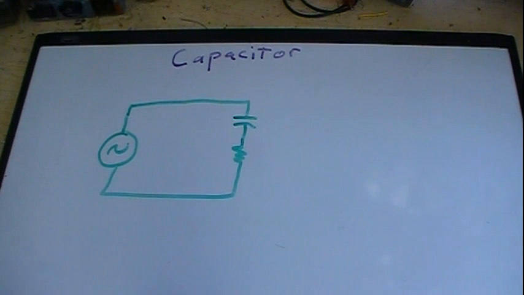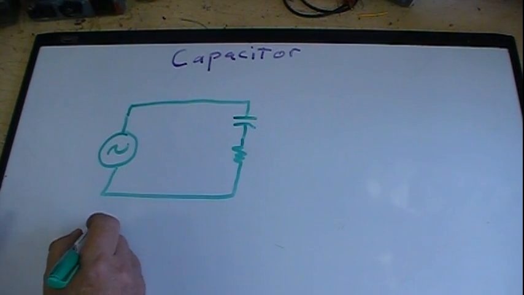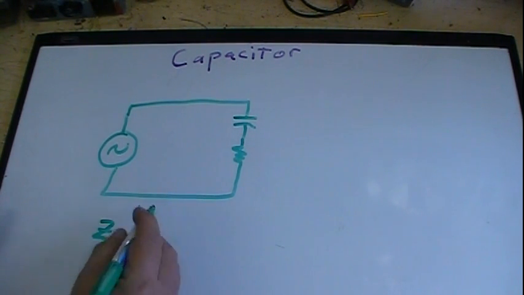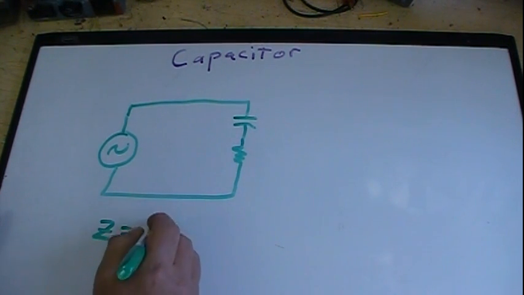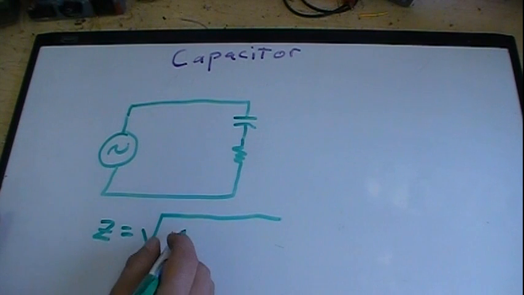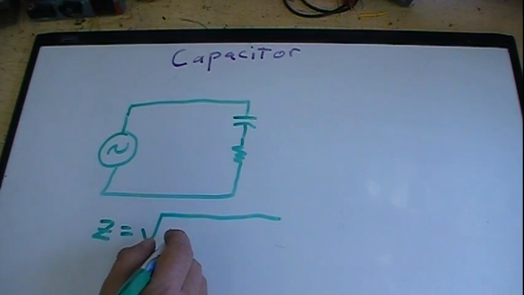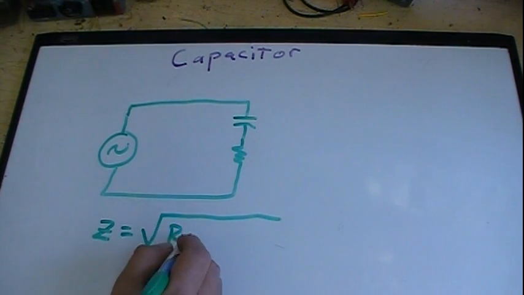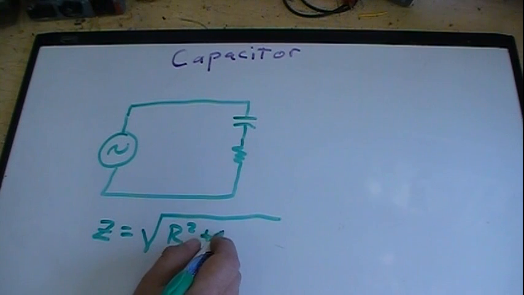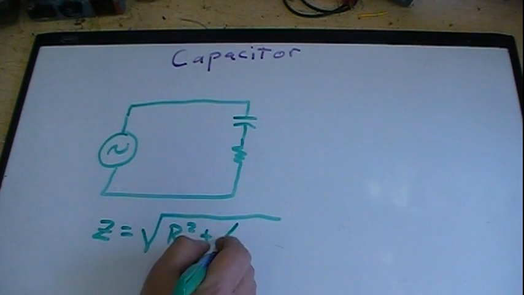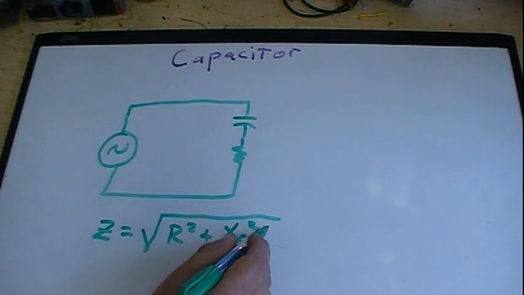So for this, Z is used for impedance. Again, it's in ohms. Z equals the square root of my resistance squared, whatever it is in ohms, squared, plus my X sub C squared.